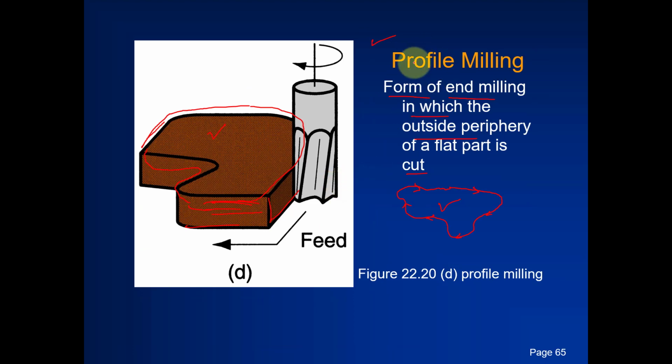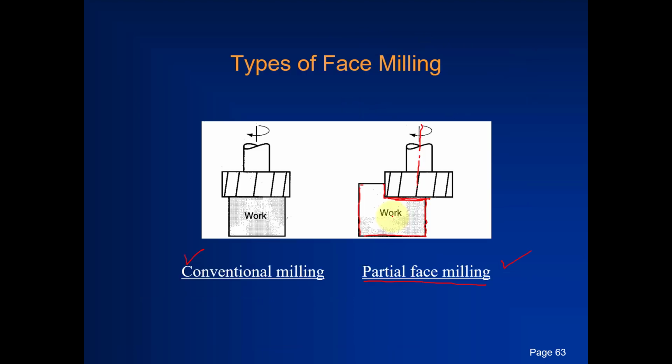So this was all about the type of face milling. So I will generally conclude we have two types of milling. The first one is peripheral milling. The second one is face milling. In peripheral milling, we have slab, we have slot, we have side, we have straddle milling.